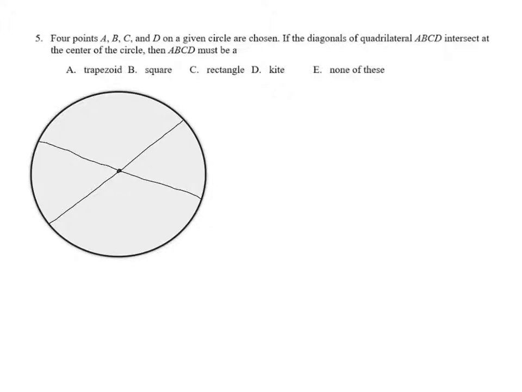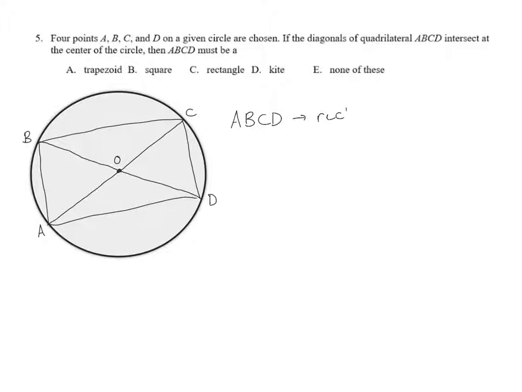We'll call the center O. That means that we have our points A, B, C, and D, and we can connect them to make the quadrilateral, like this. Now, I'm going to claim here that quadrilateral ABCD is actually a rectangle.